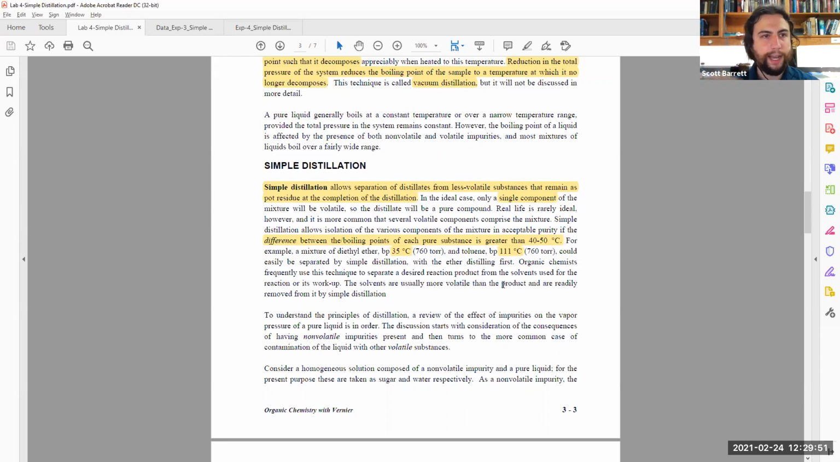volatile. Or sorry, I have it backwards there. The less volatile would be toluene because it has a higher boiling point, and the more volatile would be ethyl acetate because it has a lower boiling point. So the lower the boiling point, the more volatile it is.